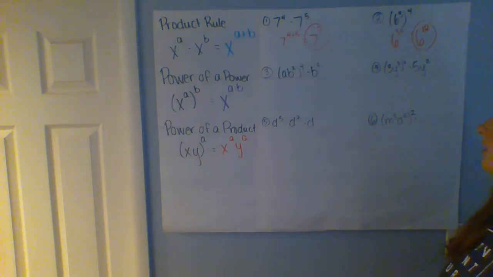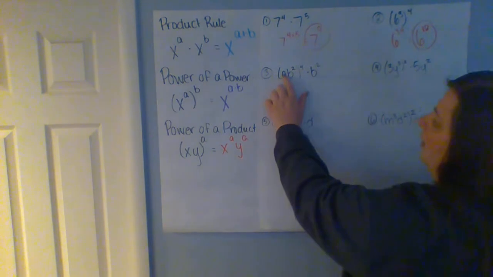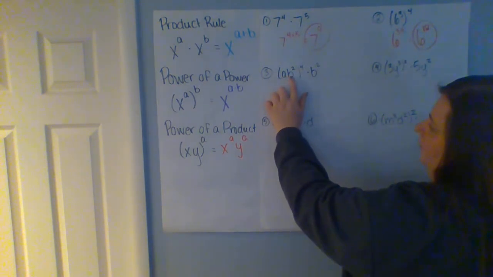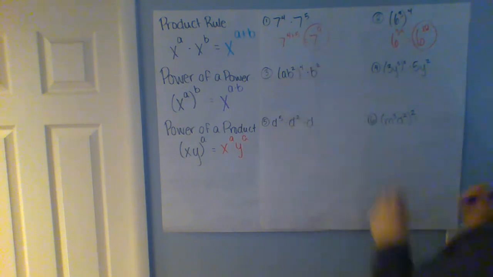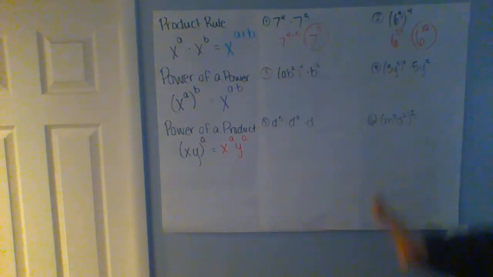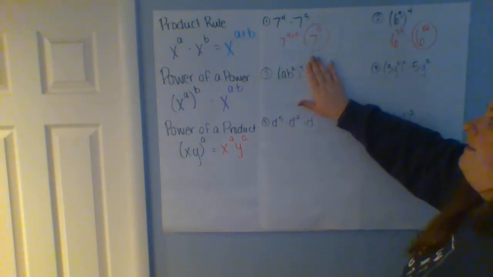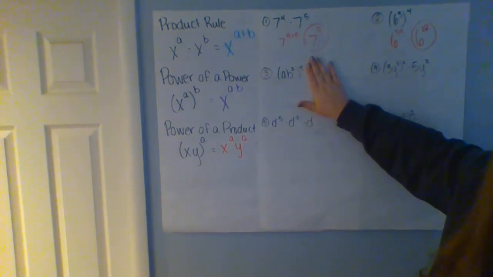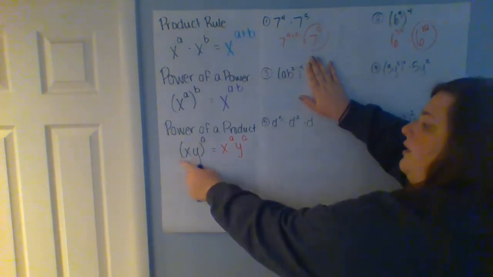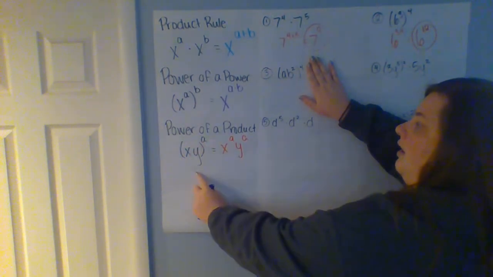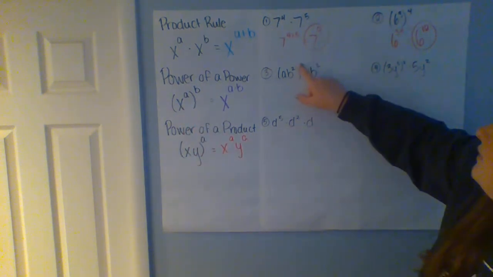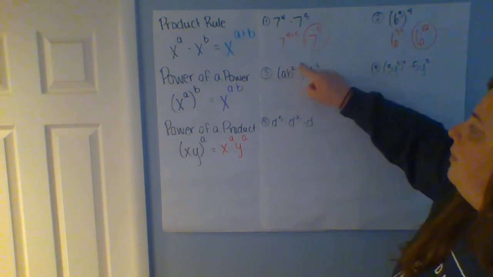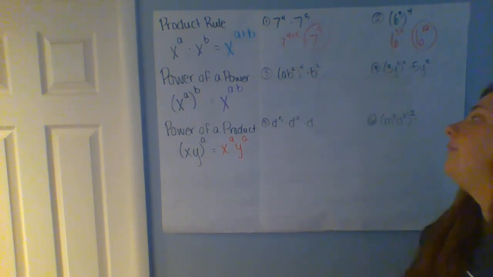Our next example is kind of a combination of a bunch of things. So we have ab squared to the 4th power, and then we have times b squared at the end. So let's first look at this part. We have ab squared to the 4th power. So that one is going to be our power of a product, and it also has a power of a power in there. So this 4 is going to go to both of these exponents.